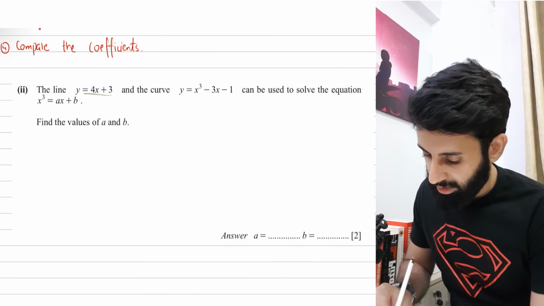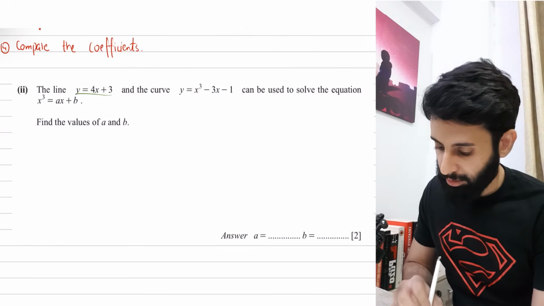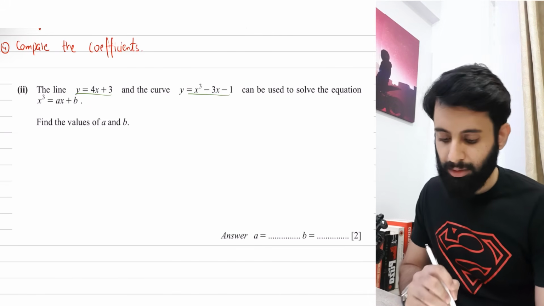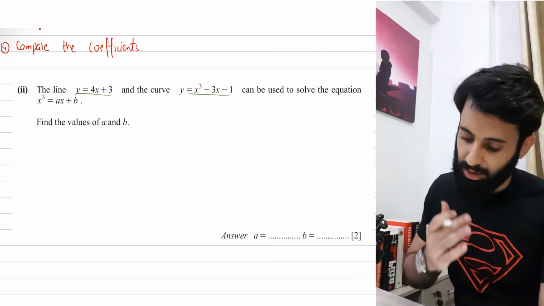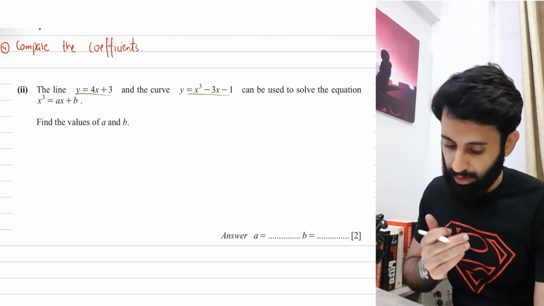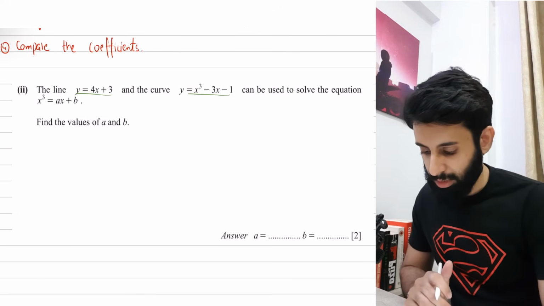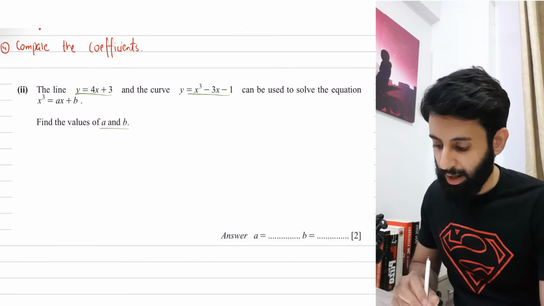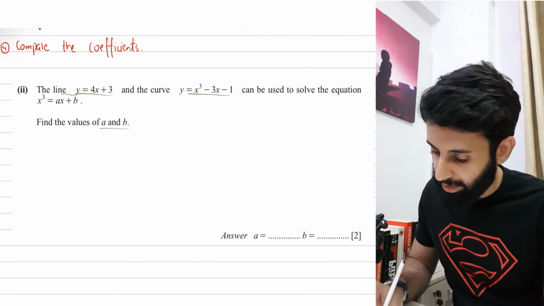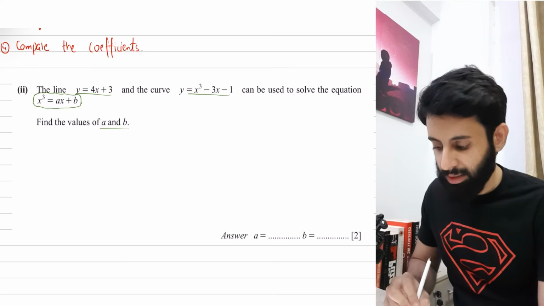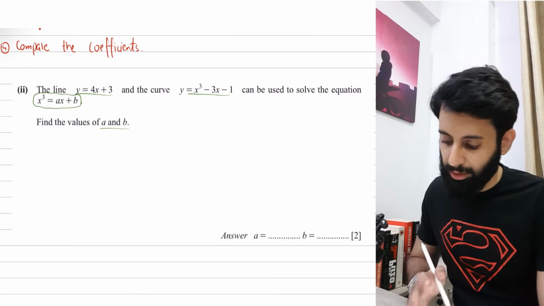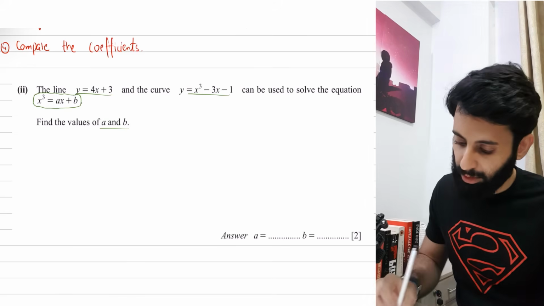Over here you can see that you're given the equation of the line y equals 4x plus 3, and the equation of the curve y equals x cubed minus 3x minus 1. The question says that this line and the curve can be used to solve the equation x cubed plus ax plus b. Find the values of a and b. So how did the question get this? Where did this come from? This came after equating the two and bringing it into this form, and that's exactly what we're going to do.